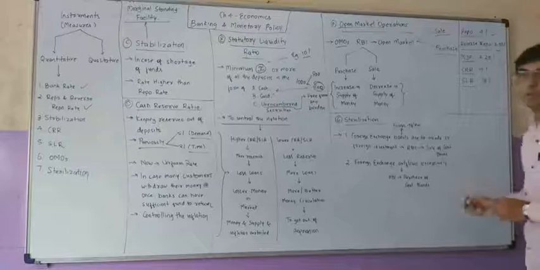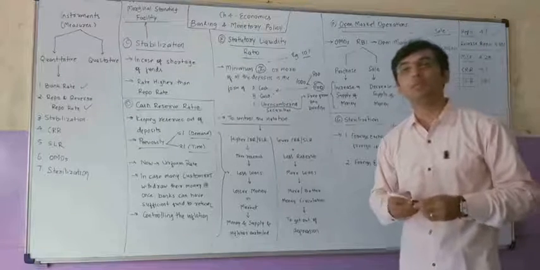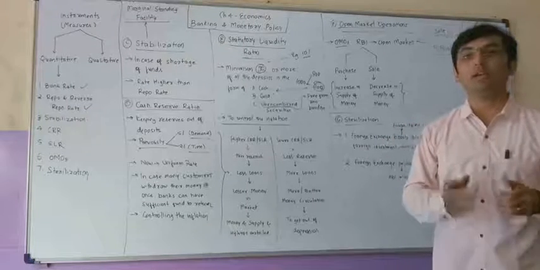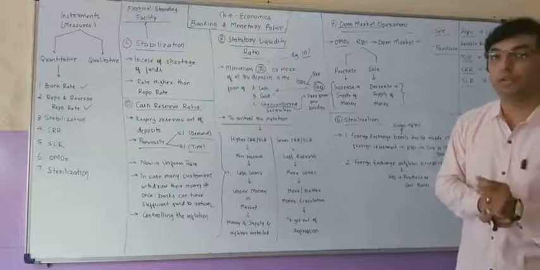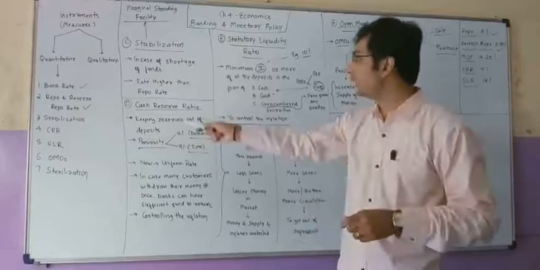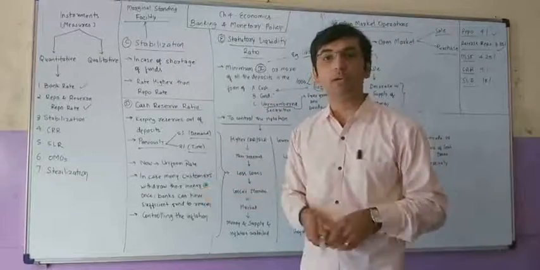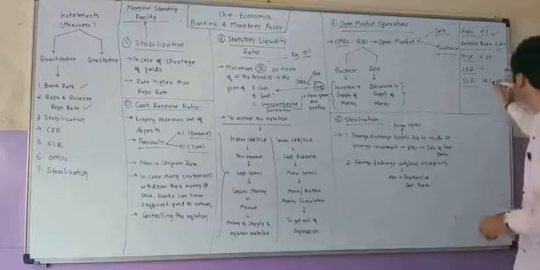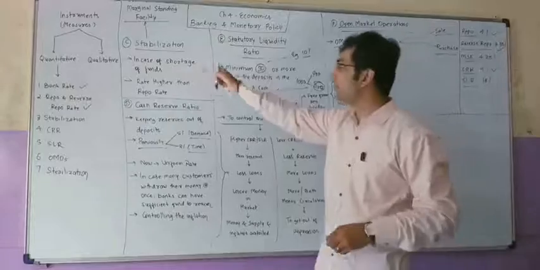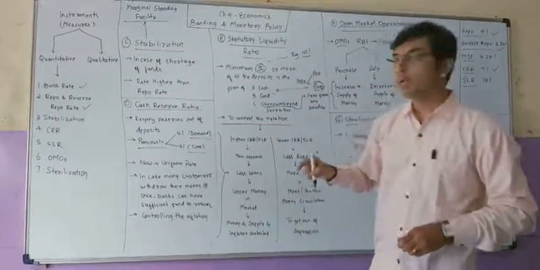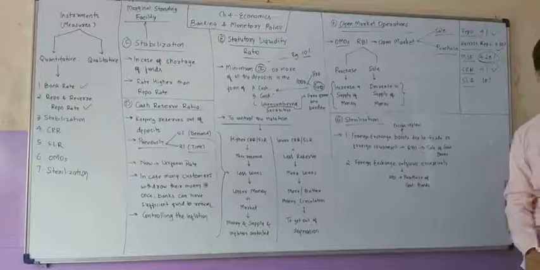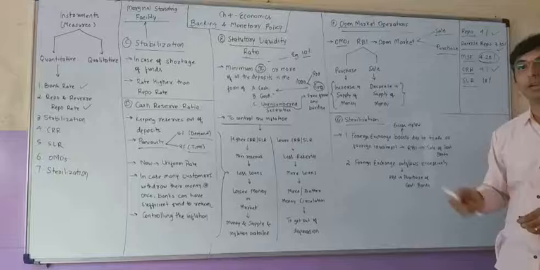Reverse repo rate is 3.35%. That 3.35% means when RBI borrows funds from commercial banks, it will give back or repurchase those securities at the rate of 3.35%. Then MSF, that is marginal standing facility. As I told you, marginal standing facility is always higher than the repo rate. So the repo rate happens to be 4%, and you can see that MSF happens to be 4.25%. That is obviously more than the repo rate right now.